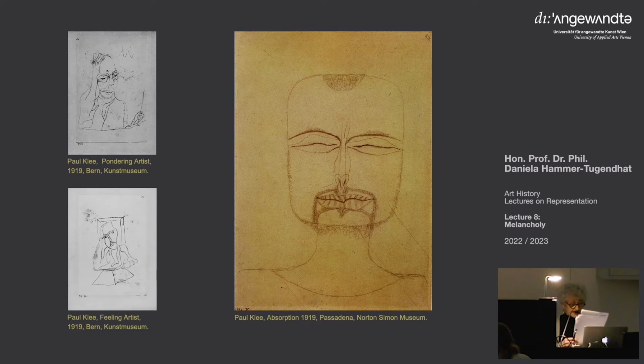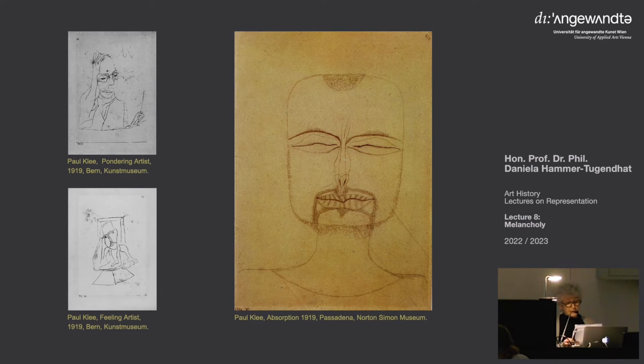In 1919, Paul Klee did many drawings in which he broke artistic melancholy down into its constituent parts, as it were. Pondering artist, feeling artist, absorption. In absorption, the eyes are closed in meditative concentration. For his creativity, the artist draws not on his surroundings, but solely on his inner self, on his ingenuity. With its strict frontality, absolute symmetry, and abstraction, absorption is reminiscent of the vera icon, the divine image associated with the veil of Veronica. Is melancholy art to be seen here as God, the creator?